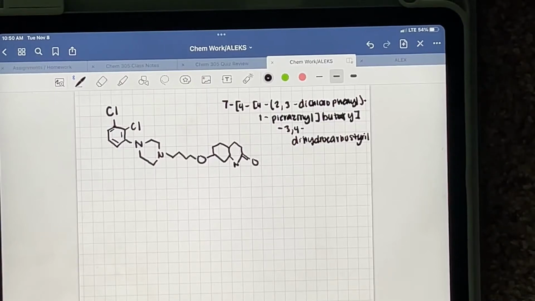Okay, so the drug that I was assigned for this assignment was Abilify. Common brand names for this drug are Abilify Maintena, Rexulti, and Aristada. A generic name for this drug is aripiprazole, and then the chemical name I listed right here, and it's 7-4-4-2,3-dichlorophenol-1 piperanylyl butoxy 3,4 dehydrocarbosterol.